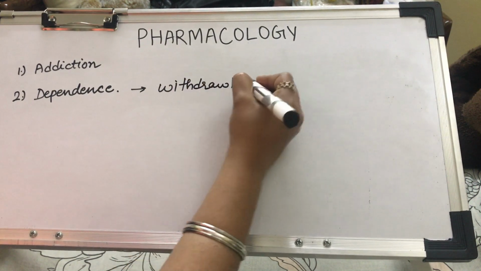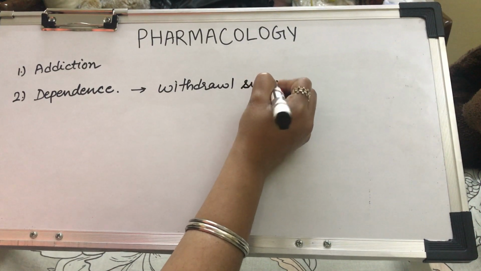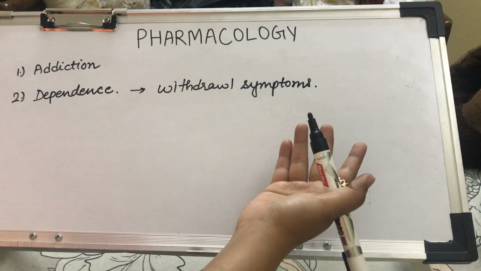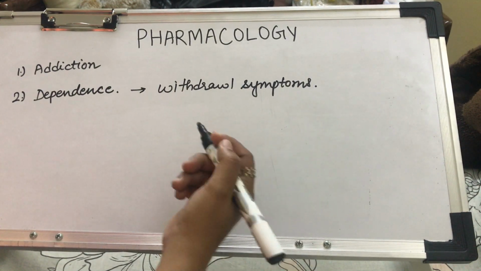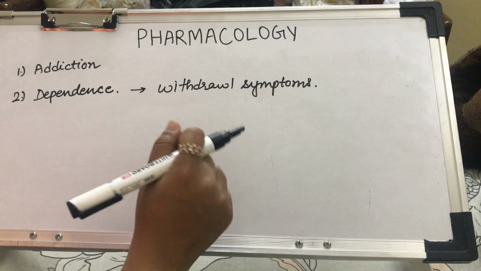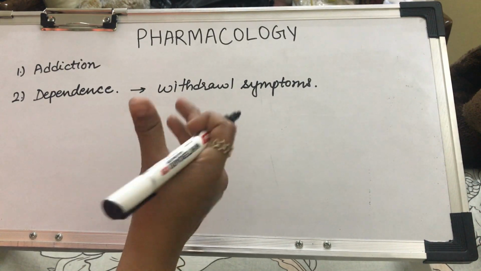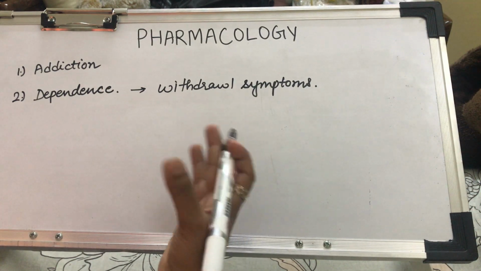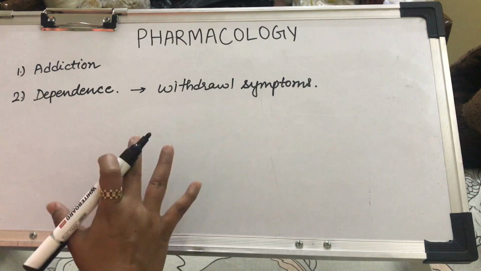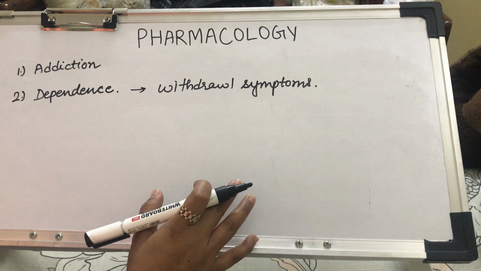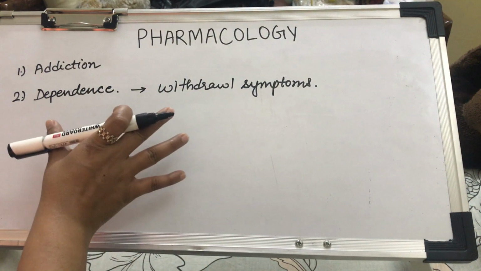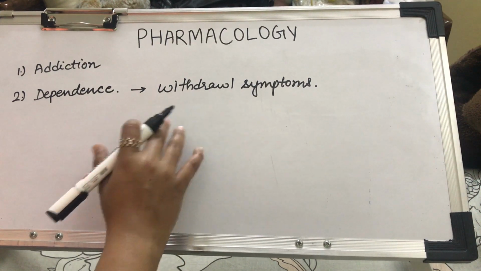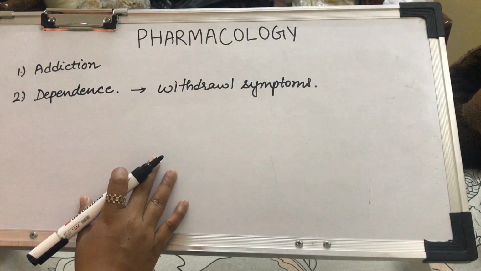And what are these withdrawal symptoms? He can suffer from anxiety, irritability, tremors and shaking of the body. There can be sweating, nausea, vomiting, loss of appetite. All these are withdrawal symptoms. When your body gets used to the drug and it is not getting that drug, then it will show you withdrawal symptoms.